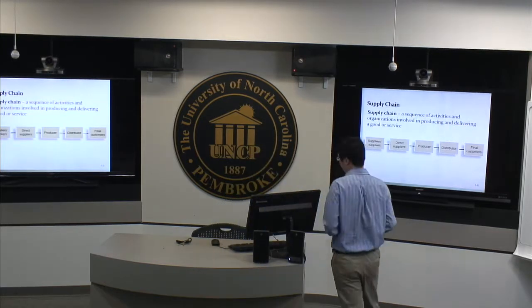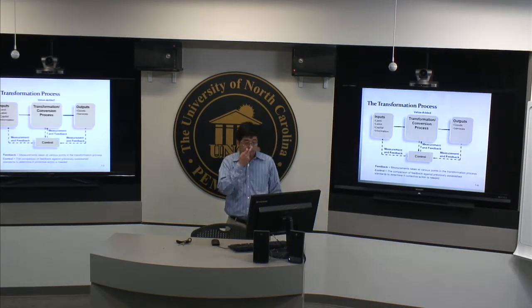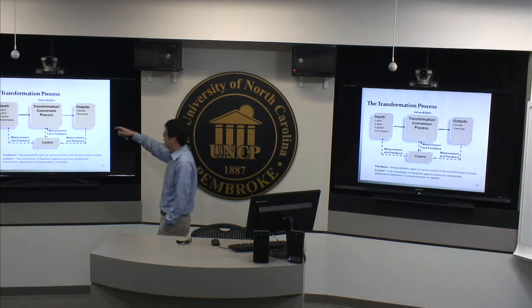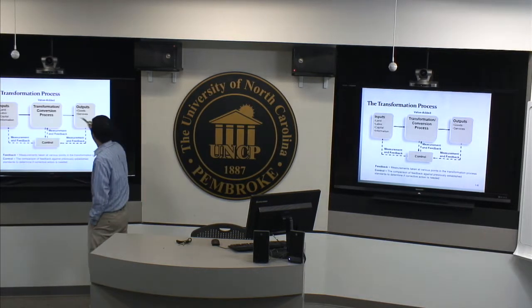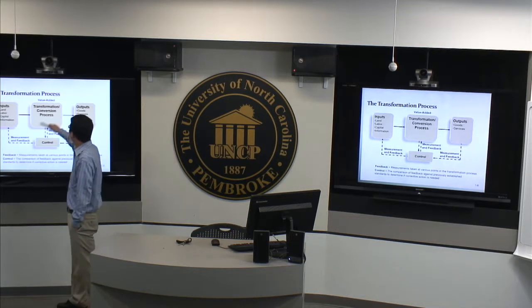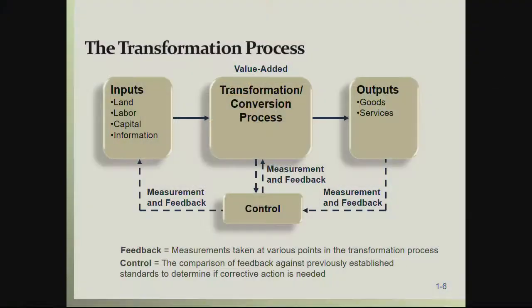All right. Process. The process is that we transform the inputs to outputs through the conversion process. For example, manufacturing, assembling, painting, polishing, something like that. So feedback and control are widely used to control the process.